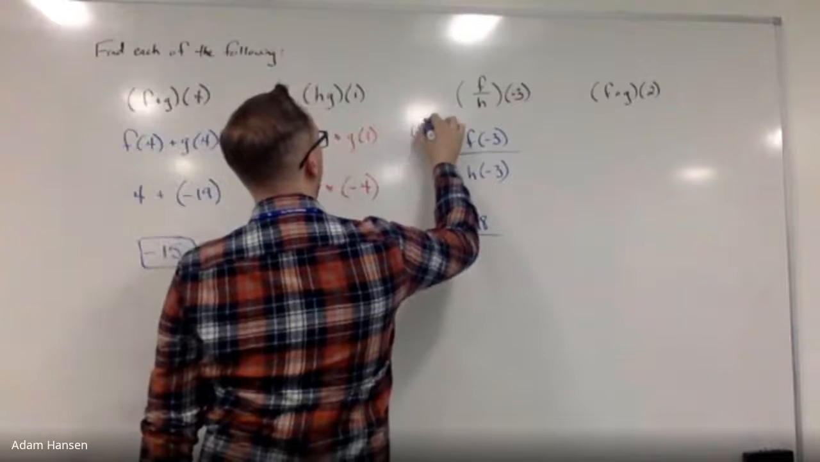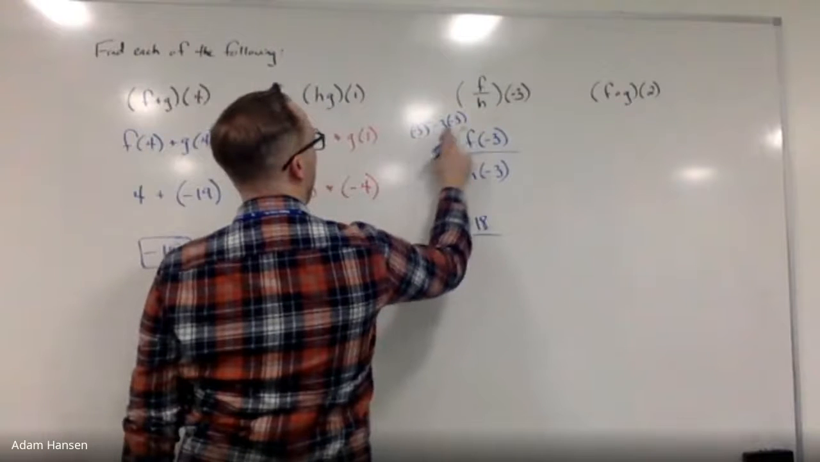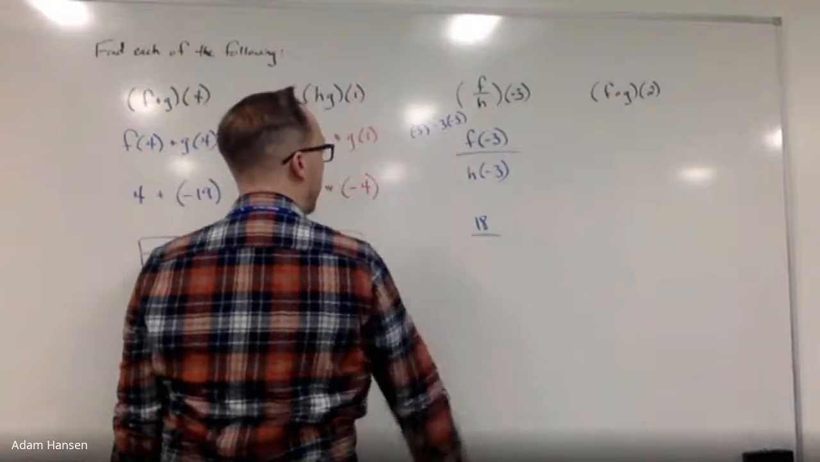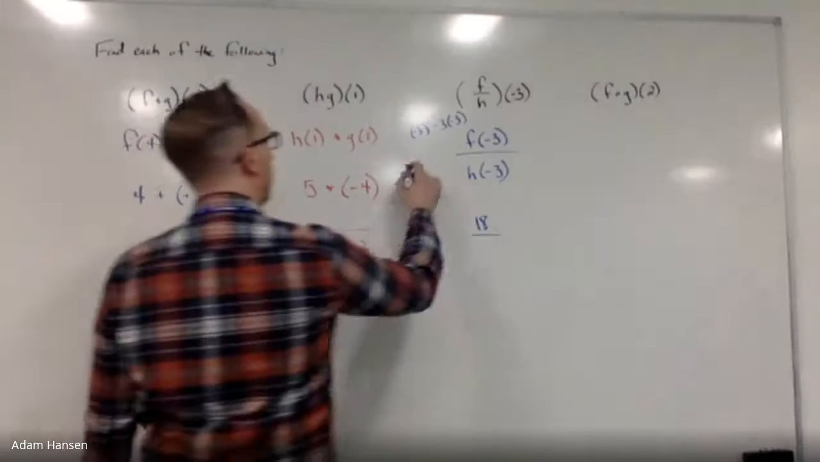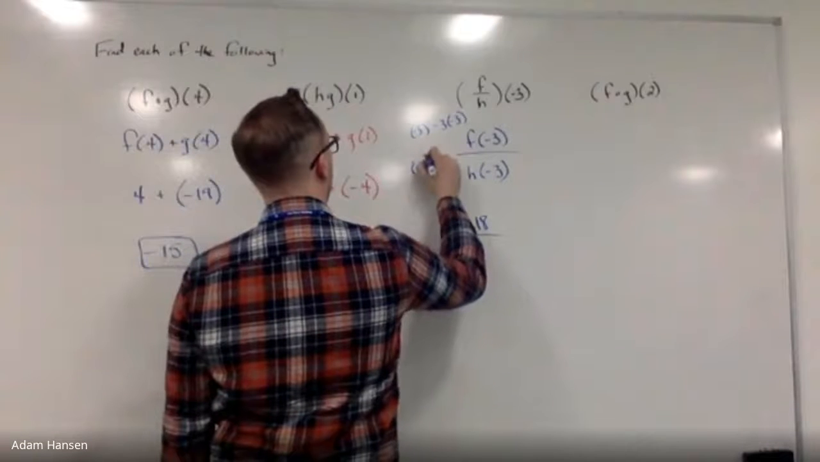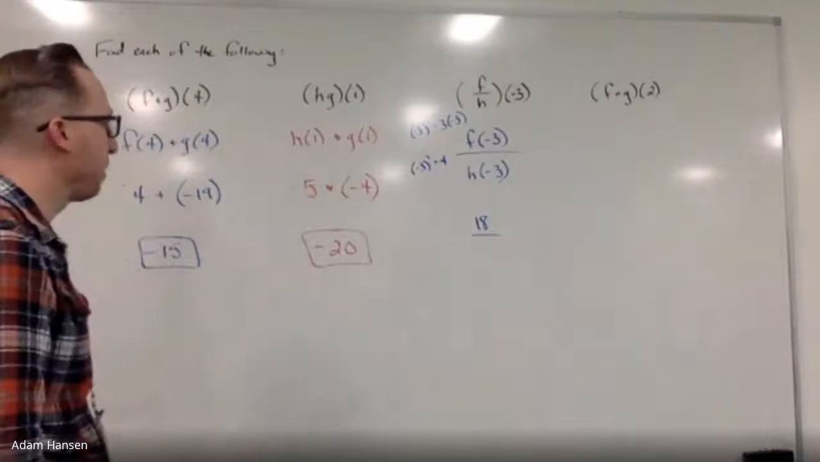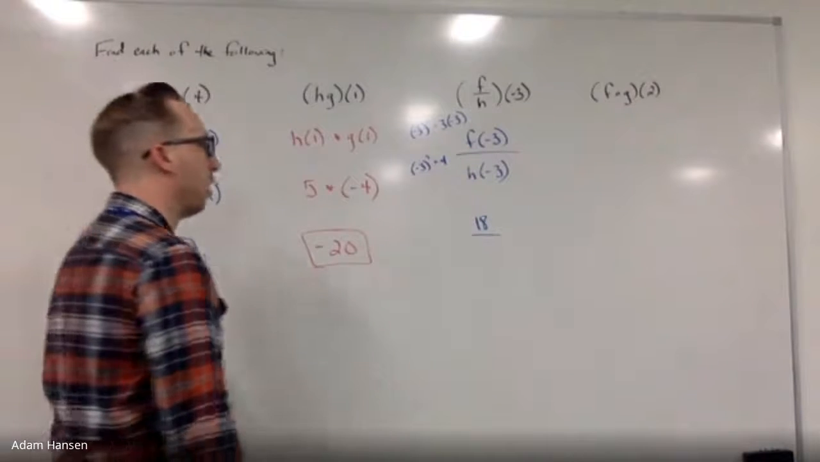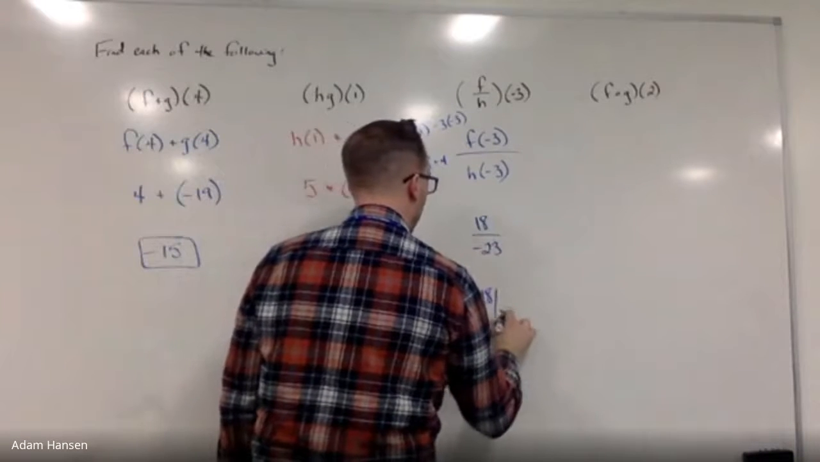Negative 3 squared minus 3 times negative 3. This is 9, this is 9. Altogether, that's 18. Yep, that looks right. H of negative 3, that's negative 3 to the third plus 4. Negative 3 to the third is negative 27. Negative 27 plus 4 is negative 23. So negative 18 23rds.